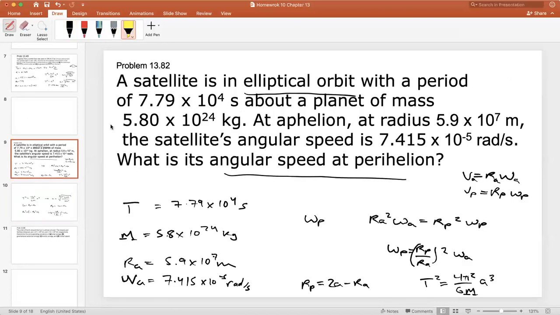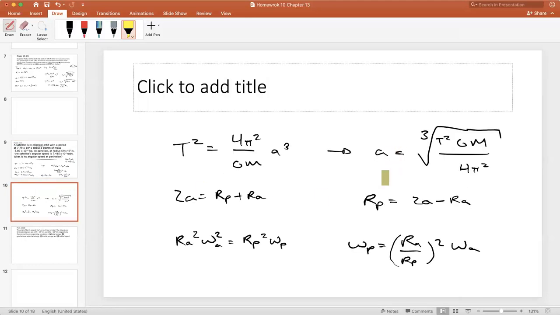We were given T, M, R_A, and omega_A. So we were given T, we know G, we know M, we know 4 pi squared, obviously. Once we find A, we'll have A. We were also given R_A, right? And so here we can find R_P, and then we were also given omega_A. So find R_P using this equation, which you're going to need A for using that equation, and you'll get there.